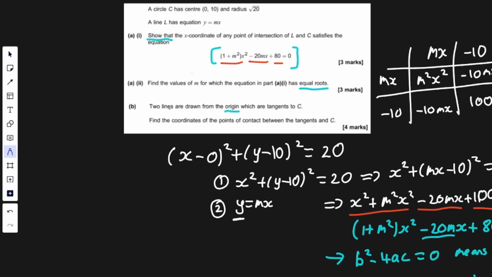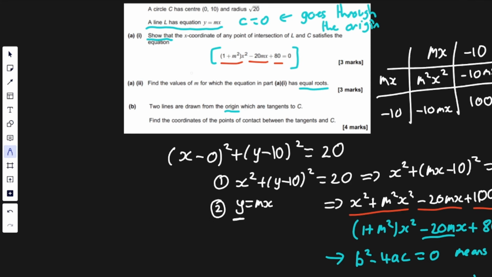Now, whenever we're talking about lines, we're talking about y equals mx plus c, which are tangents to C. Find the coordinates of the points of contact between the tangent and C. Now, if we think back, what did we do in part A, I? Well, we were intersecting a line L, which is y equals mx plus c. Because c is 0, that means it goes through the origin. Remember, c is our y-intercept. If my y-intercept is 0, that's the origin.